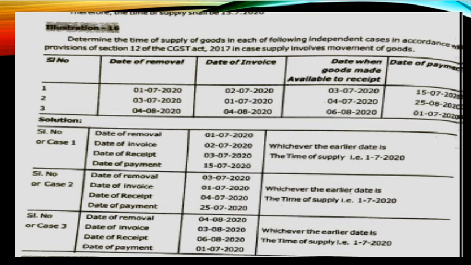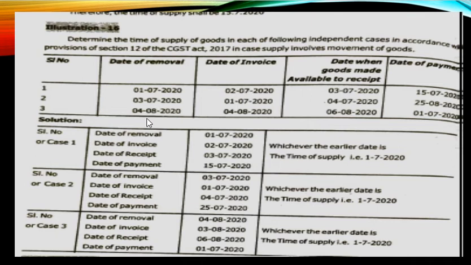When you look into the solution, let us take case 1. In case 1, we have date of removal, which is on 1st July 2020. Date of issue of invoice is on 2nd July 2020. Date when goods were received by the receiver is on 3rd July 2020, and the date of payment is 15th July 2020. In this case, whichever is earlier will be the time of supply. Which is earlier in this case? It is 1st July 2020.